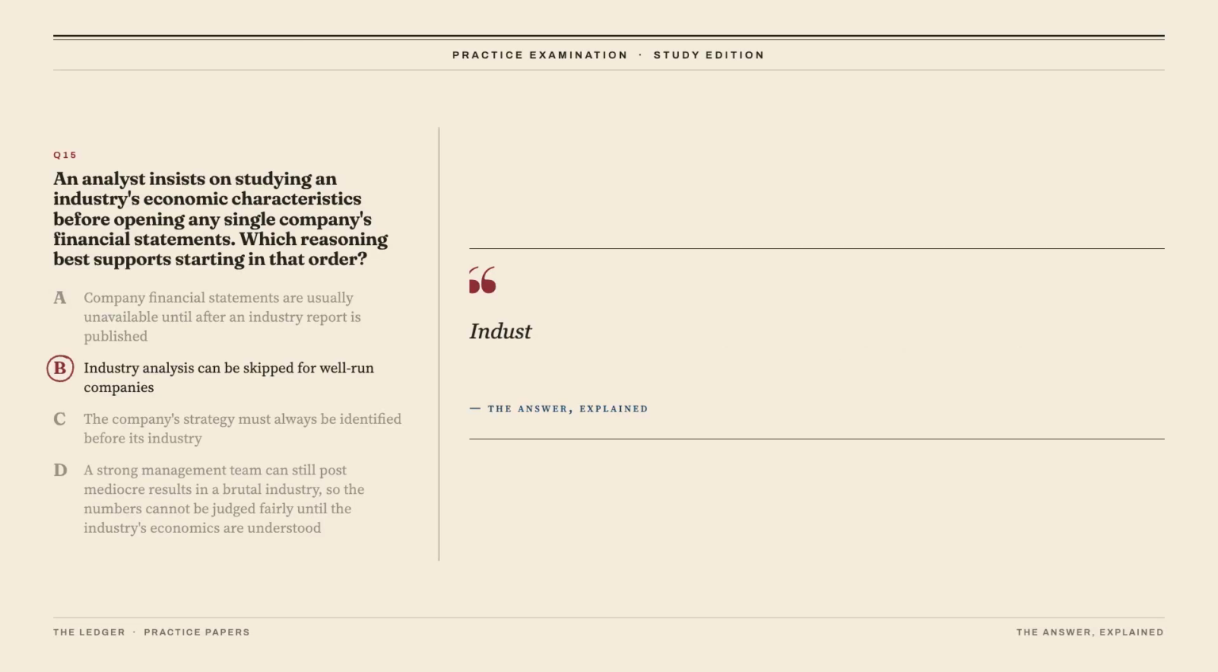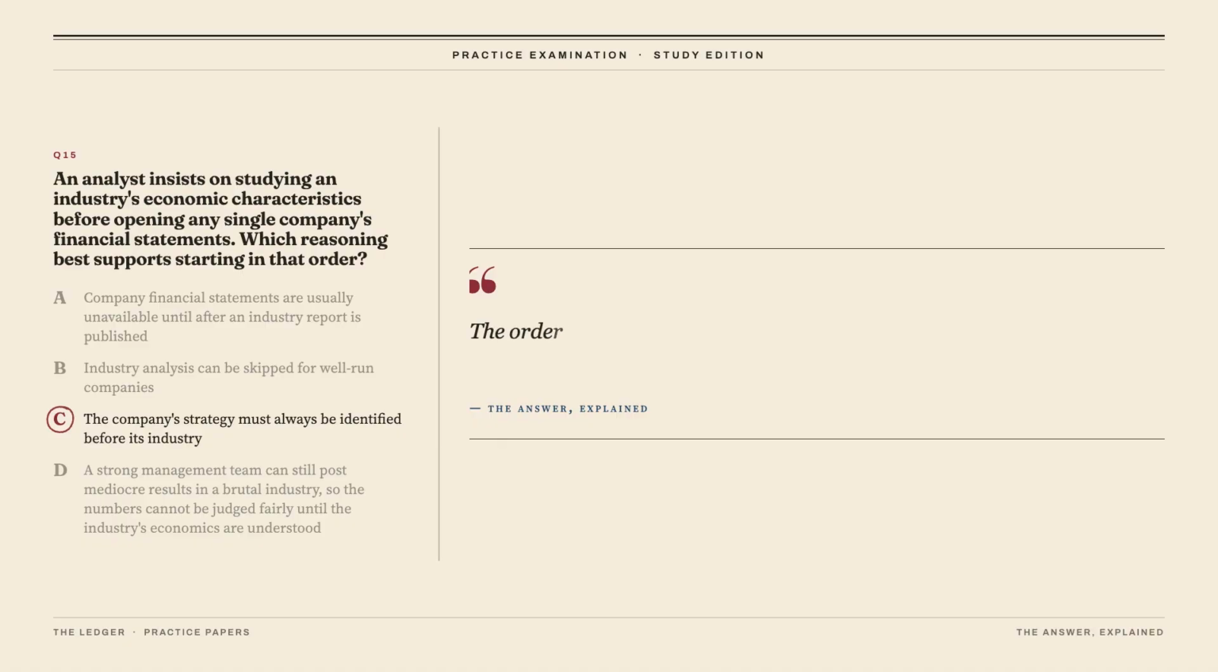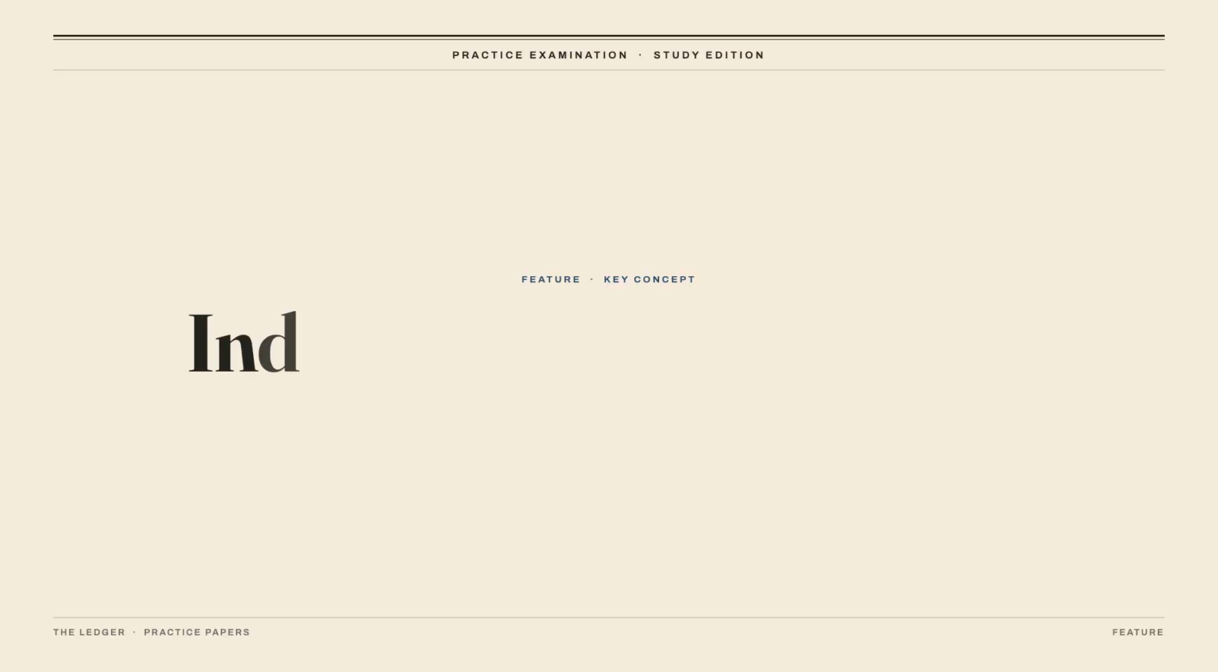B is wrong because industry analysis is not optional for strong companies. Even excellent firms are judged against the economics of the industry they operate in. C is wrong because the order is the reverse. Industry economics come first in step 1, and company strategy follows in step 2.